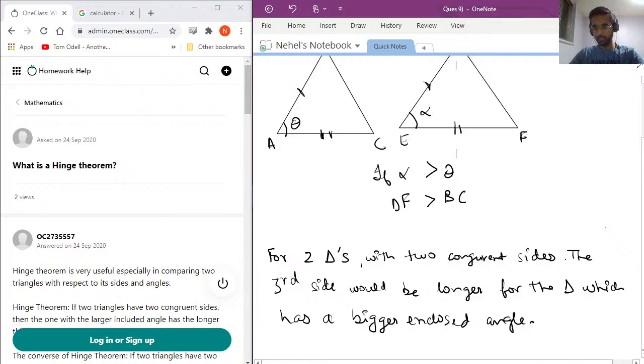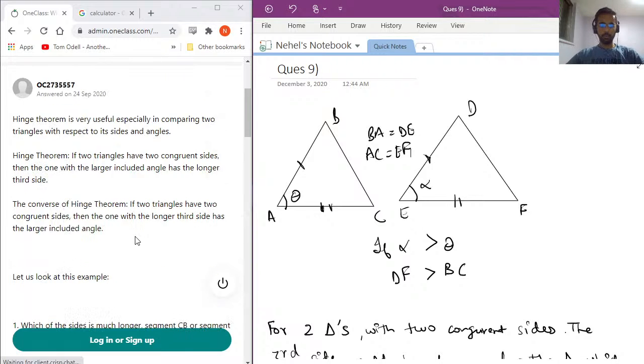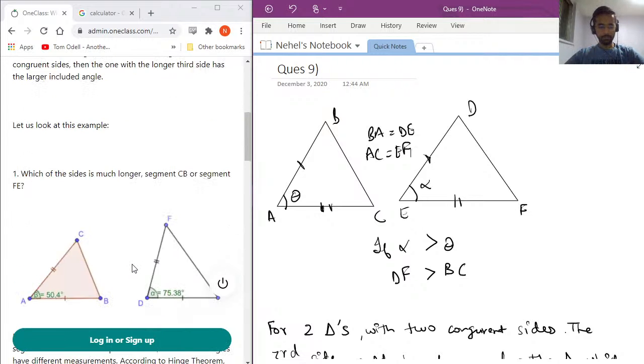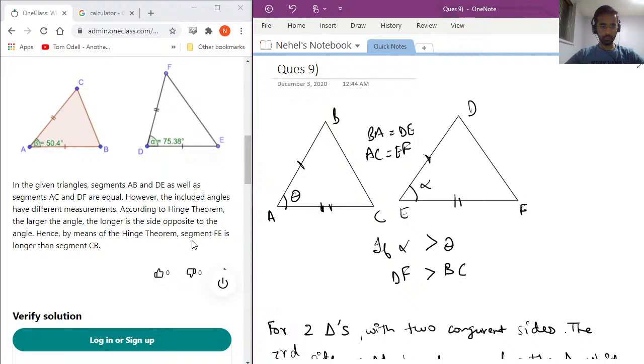So again, what that means is, since in this case we had BA equal to DE and AC equal to EF, we were able to say just by looking at the angles that DF would be greater than BC through Hinge theorem. Alright, so let's look at this answer, especially when comparing two triangles with two congruent sides and one side. That's perfect. So in this case, we're given an example where alpha is 75 but beta is only 50. So right off the bat we can say FE is greater than CB. Therefore segment FE is longer.